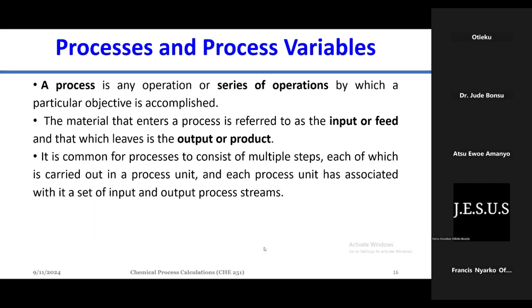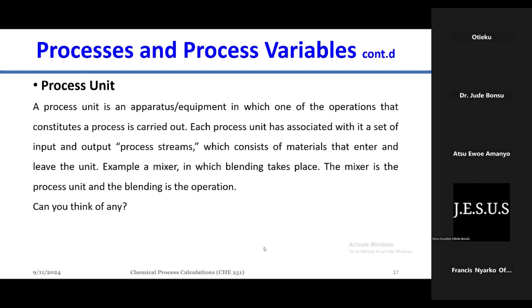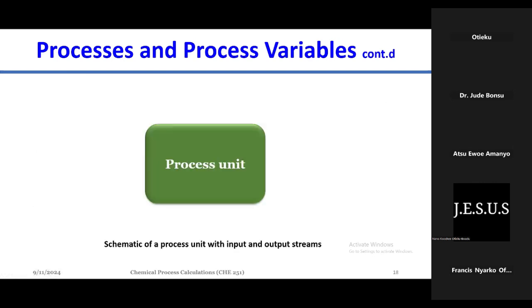So when you talk about the variables, you are looking at what actually goes in. If you are talking about the distillation, then what is the pressure? What is the temperature? Right. So that's what you call the process variables. And we talked about process unit too. The equipment where the operations take place. Example, mixer, which is used for blending. So if this becomes our process unit, we feed in our input and then there's an output.